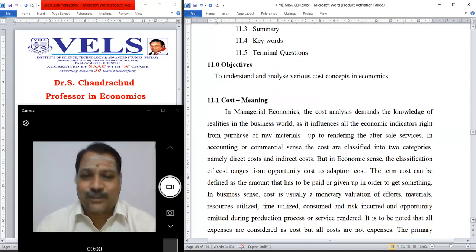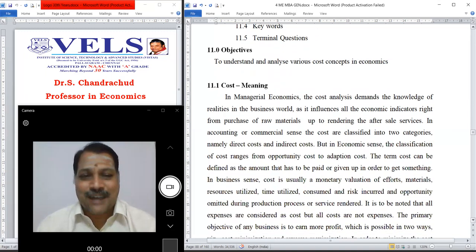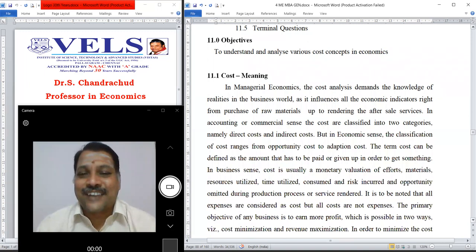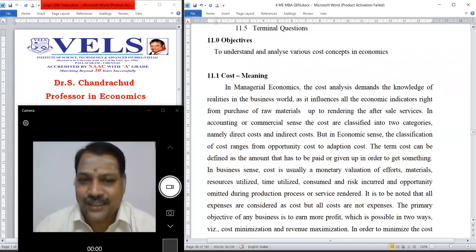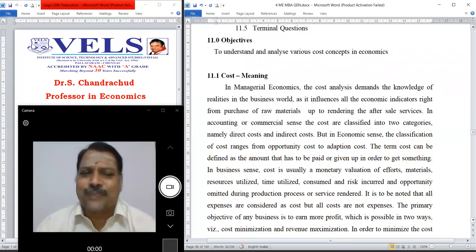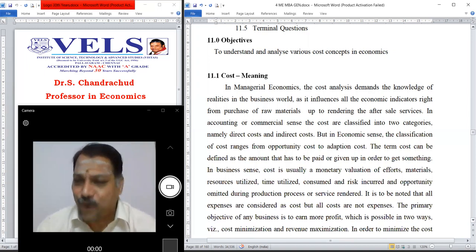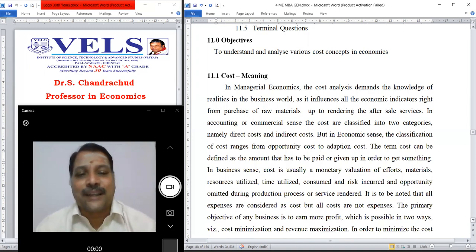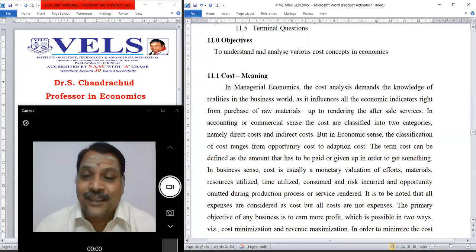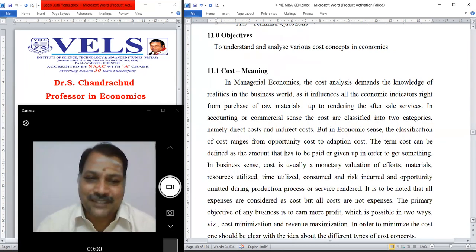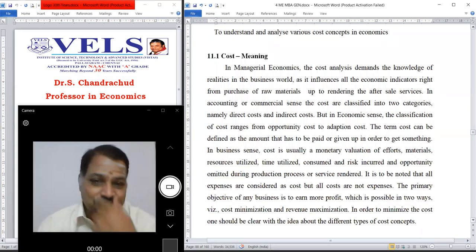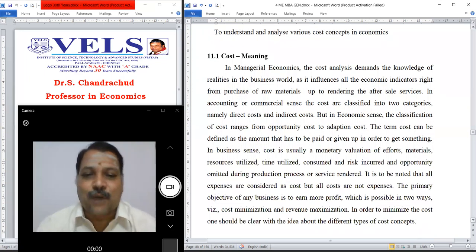In managerial economics, cost analysis demands knowledge of the realities in the business world, as it influences all the economic indicators, right from purchase of raw materials up to rendering after-sales services. In accounting or commercial sense, the cost is classified into two categories: one is direct cost, another one is indirect cost. But in economic sense, the classification of cost ranges from opportunity cost to adoption cost.